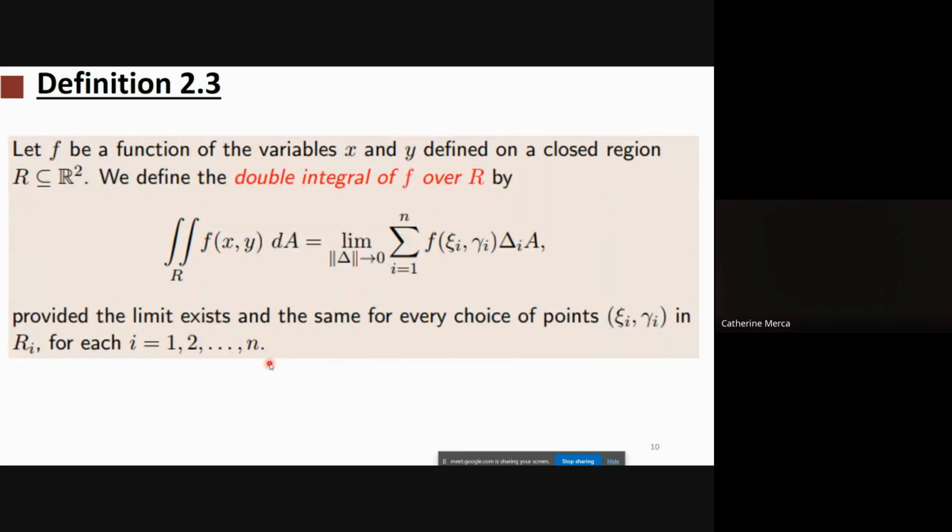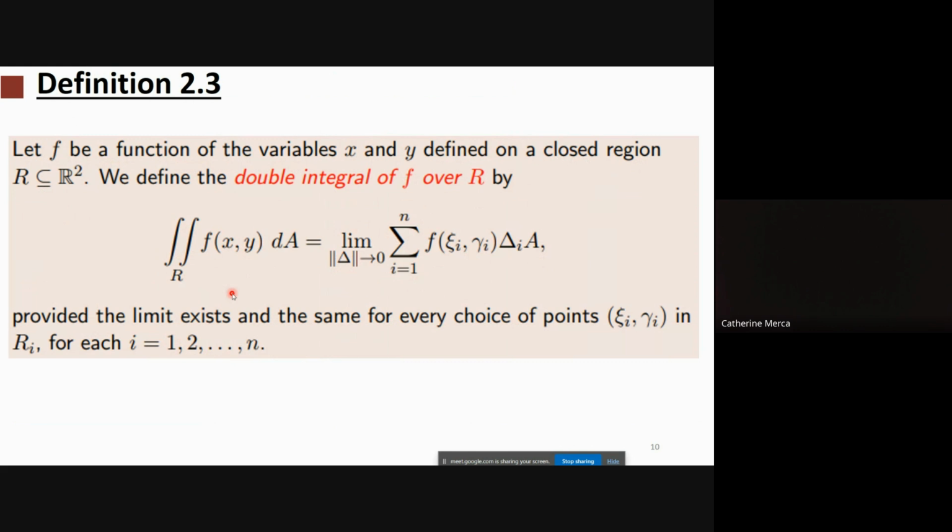And that forms the definition for the double integral of f over R. If you let f be a function of the variables x and y defined in the closed region R, contained in R squared, the double integral of f over R, of f of xy dA, is equal to the limit of the summation of f of psi sub i, gamma sub i, delta A sub i, as delta approaches 0, i equal to 1 up to n, provided the limit exists and is the same for every choice of points psi sub i, gamma sub i in R sub i for each i equal to 1 up to n. So that's the definition of your double integral.